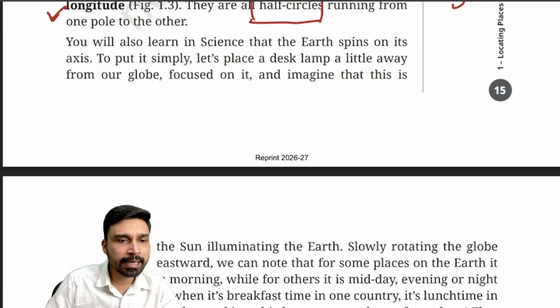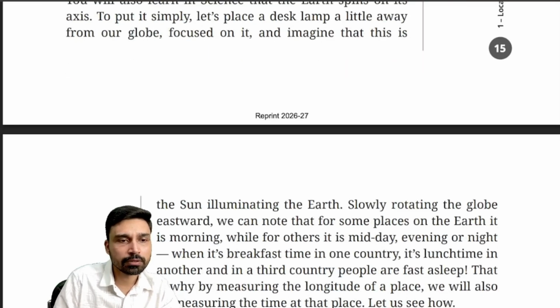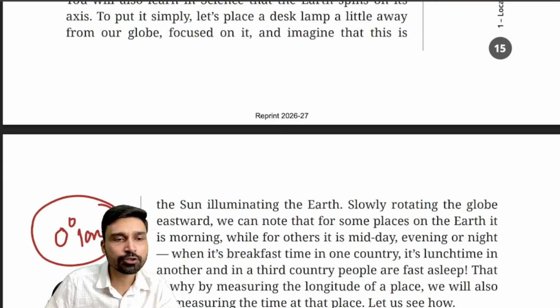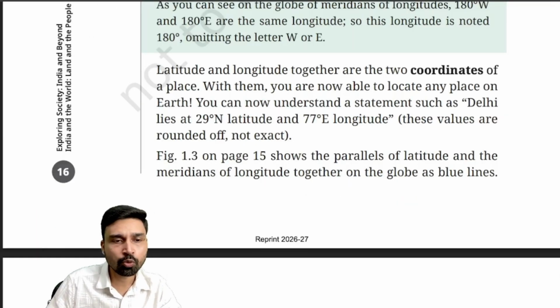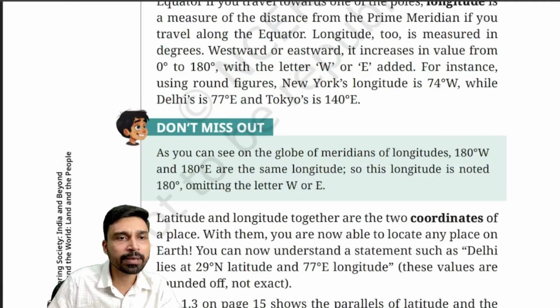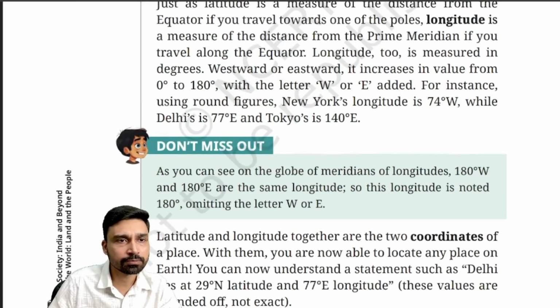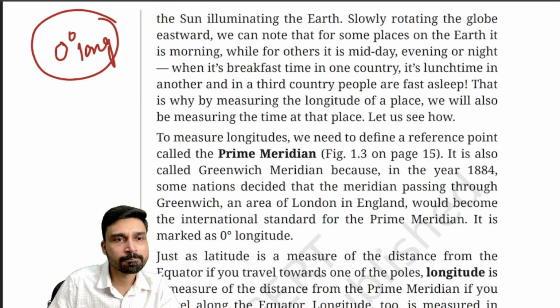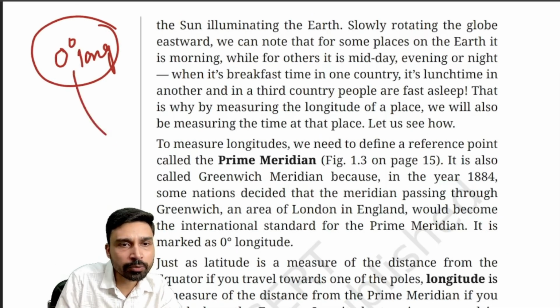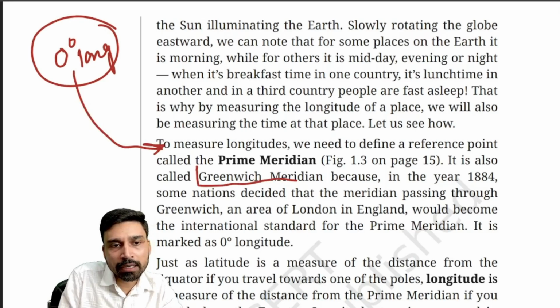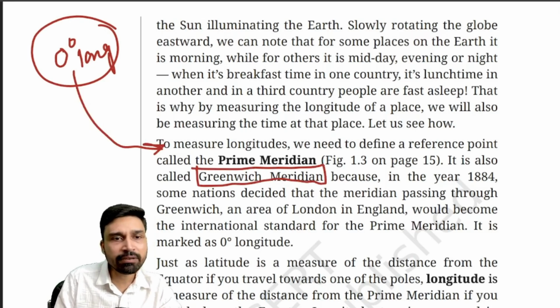Now we know that when you talk about longitude, as we have seen, 0 degree latitude is called the equator. Similarly, 0 degree longitude, when we mark it, is referred to by its own name, and that is called the prime meridian. Prime meridian, right? 0 degree longitude is what we call the prime meridian. Prime meridian is also referred to by another name. It is called the Greenwich meridian.